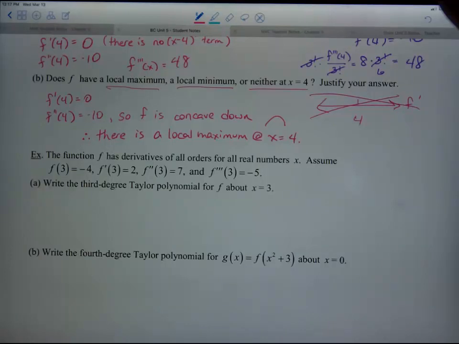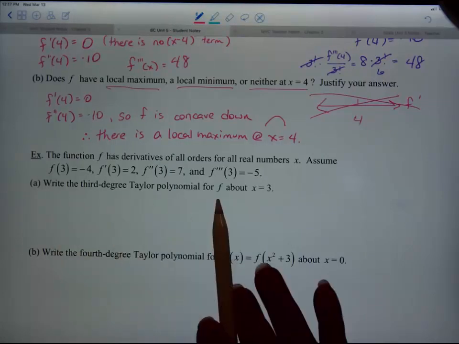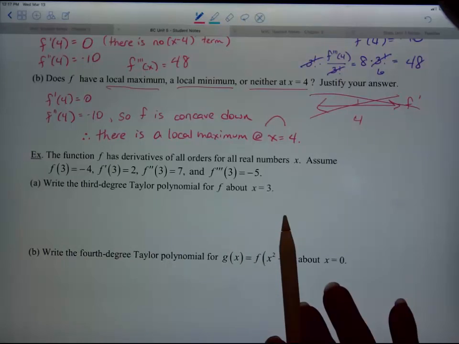All right. Next problem. The function f has derivatives of all orders. Now what that means is that you can take the first derivative, second derivative, third derivative, fourth derivative, and so on and so on and so on. That's what it means. And for all real numbers x, assume these answers. They already found them for you. It's kind of like the same problem we just did, but backwards. Now, I want you to build the Taylor polynomial around 3.